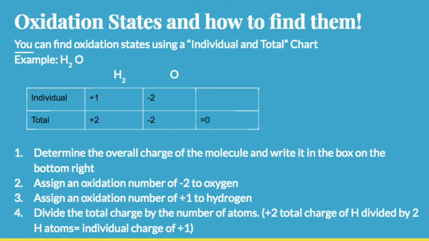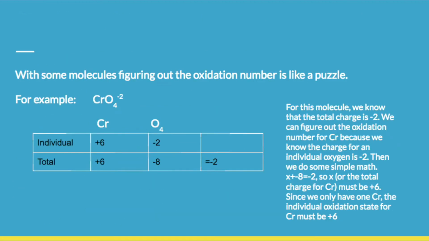We can find oxidation states using an individual and total chart. The first step is to determine the overall charge of the molecule and write it in the box on the bottom right. The second step is to assign an oxidation number of -2 to oxygen, and then to assign one of +1 to hydrogen. Then you divide the total charge by the number of atoms. For example, a +2 total charge of hydrogen divided by 2 hydrogen atoms equals an individual charge of +1.